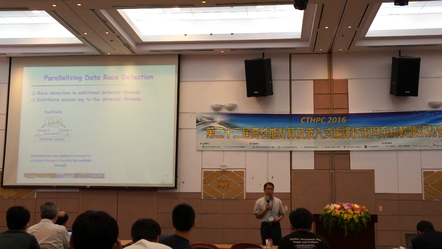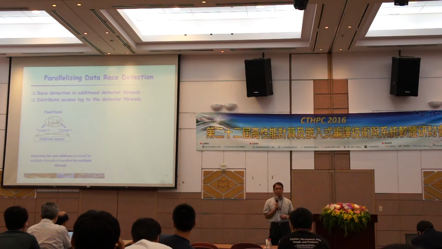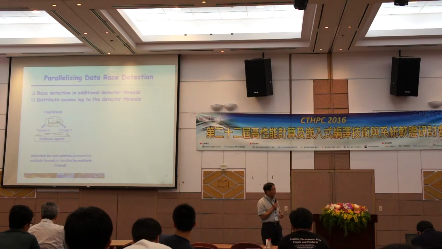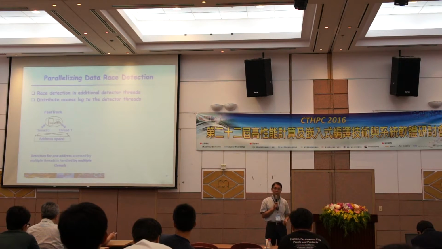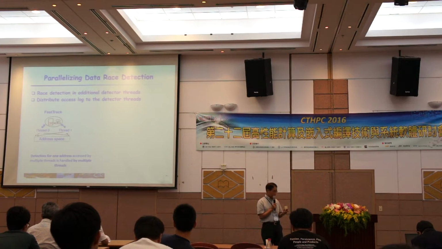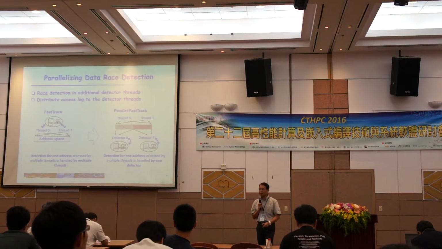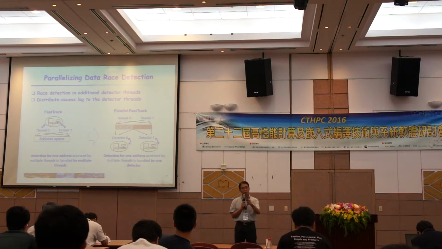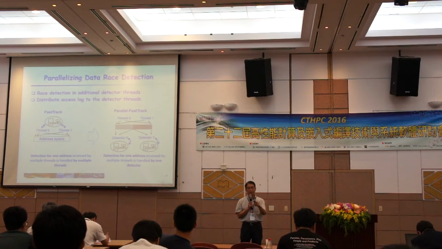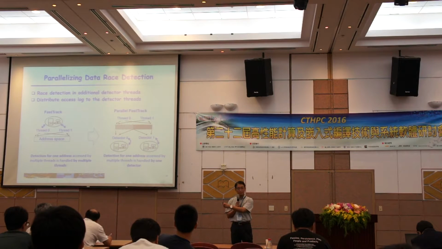So, what kind of things would we like to do? This is the fast track: 2 threads running, sharing the address space. Each thread, whenever there's a memory reference, does the detection. So what we wanted to do is say, hey, you don't do detection. You give the detection operation to a detection thread.